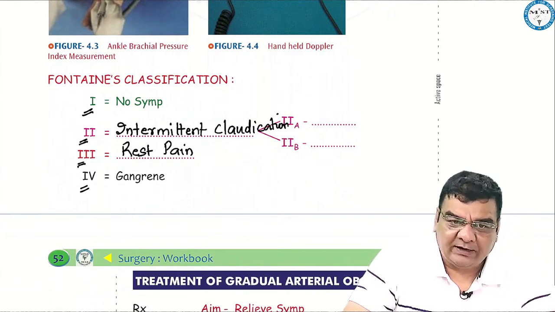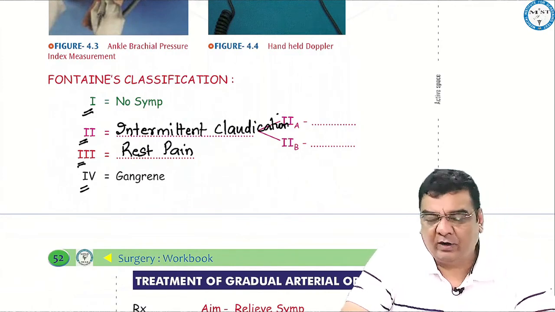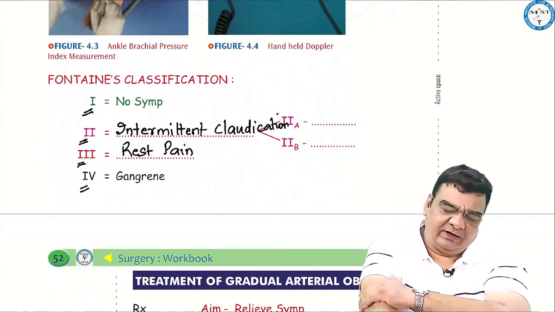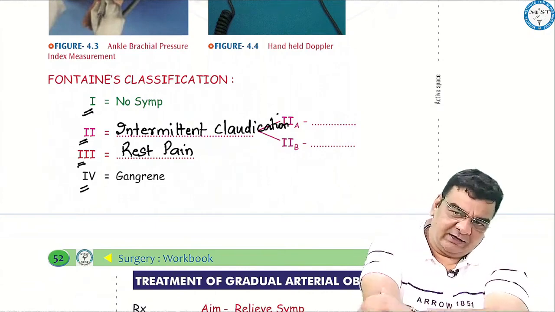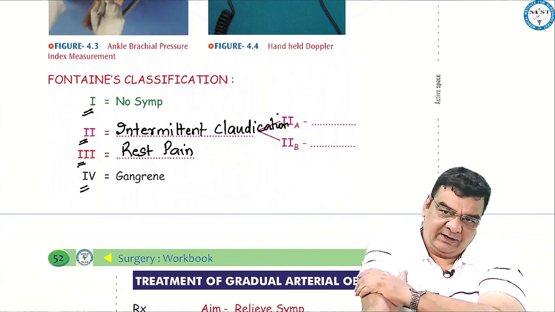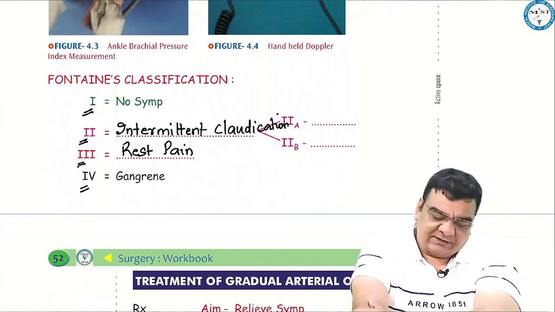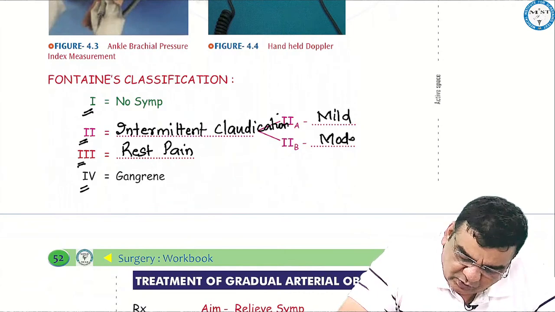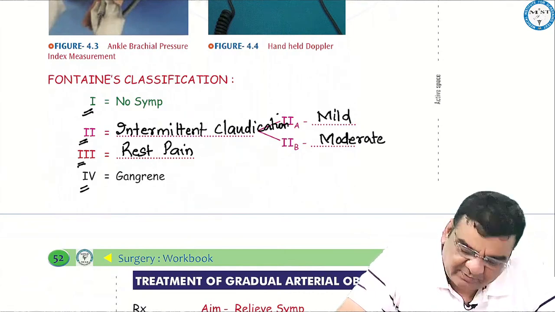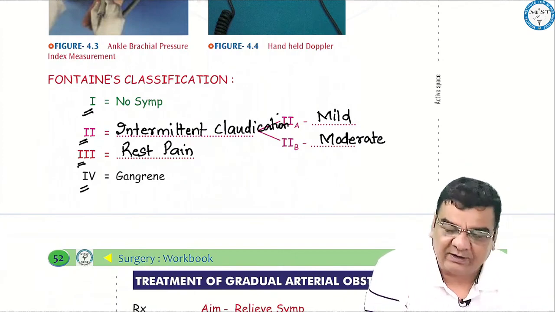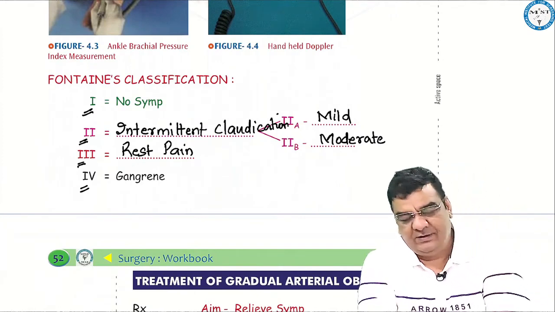Grade 4, gangrene. So according to Fontaine, grade 1, no symptoms. Grade 2, intermittent claudication. Grade 3, rest pain. Grade 4, gangrene. Grade 2 is further subdivided into mild and moderate. So 2A is mild intermittent claudication and 2B is moderate intermittent claudication, right?